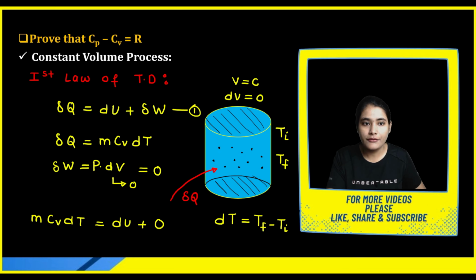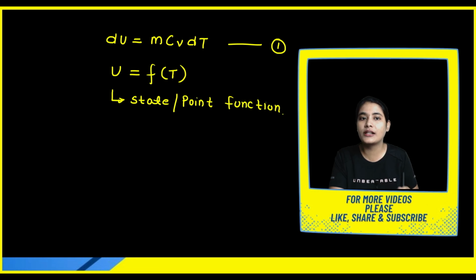But if we are talking about heat transfer and work transfer, these two are path functions. Heat transfer and work transfer are path functions. That's why if you change the process, all these values will change.